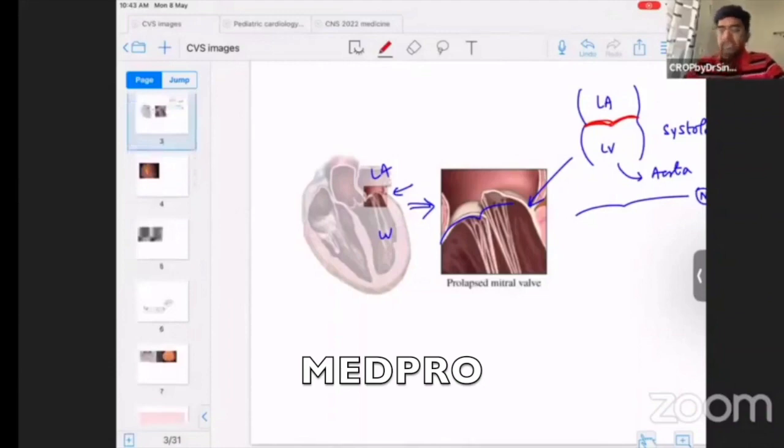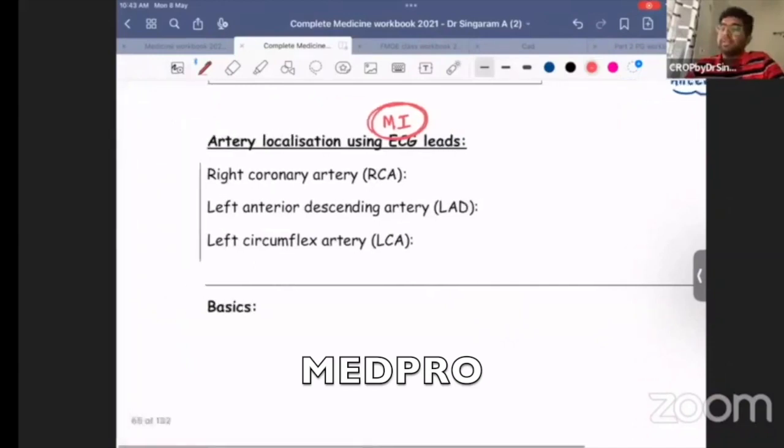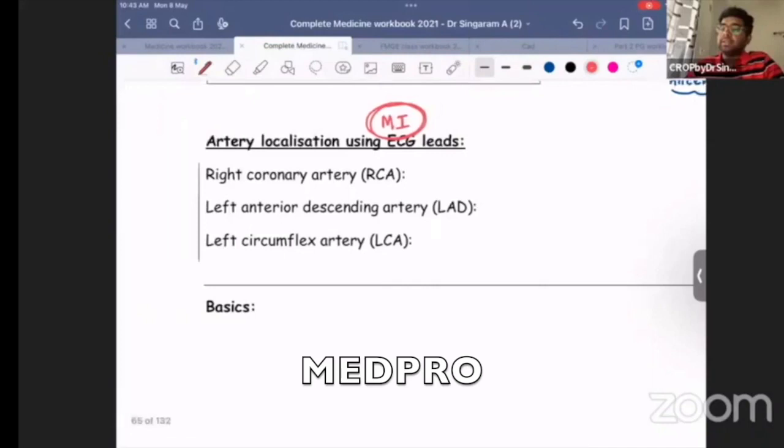Okay, right. I think the picture is not here, but you can just recollect. There are the right and left coronary arteries, and the left coronary artery has two more divisions: the left anterior descending as well as the left circumflex artery. So basically it is the RCA, right coronary artery, and the LCA, the left coronary artery, and the left coronary artery is divided into two further branches, namely the left anterior descending and left circumflex artery.